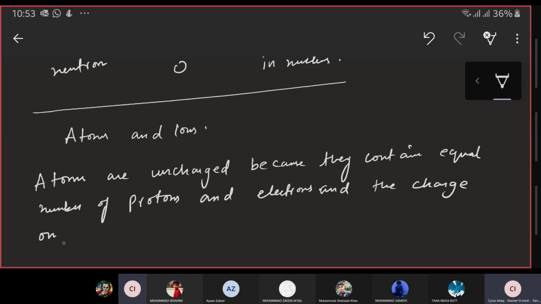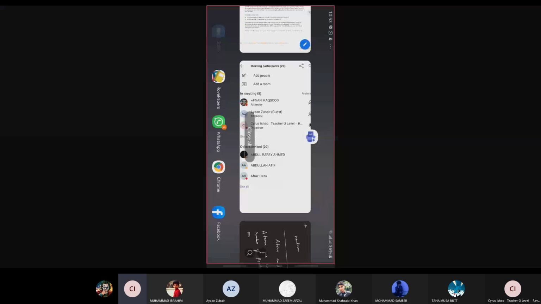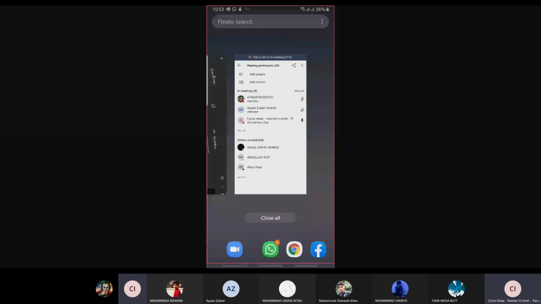Is this clear to everyone? Shahjeb, is it clear to you too? What about the rest of you? Zaheem, Afraz, where are they? Afnan, is that clear to all of you?